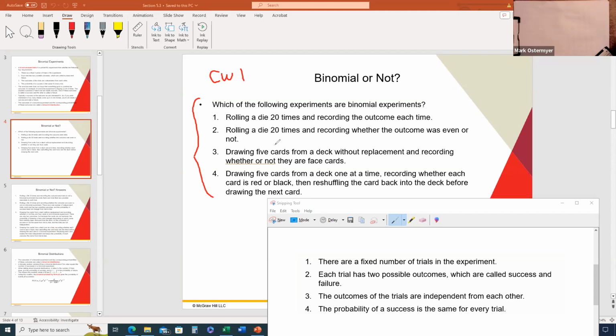Number two, rolling a die 20 times and recording whether the outcome was even or not. And of course, if it's not even, it must have been an odd roll. Is that a binomial experiment?